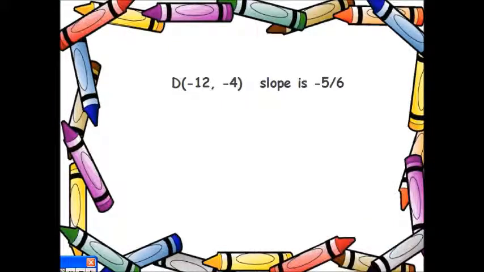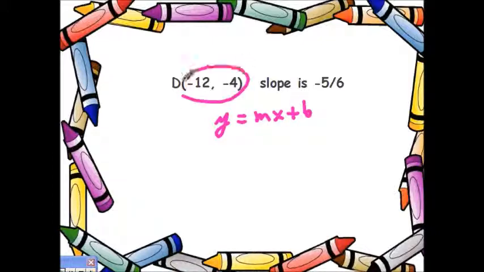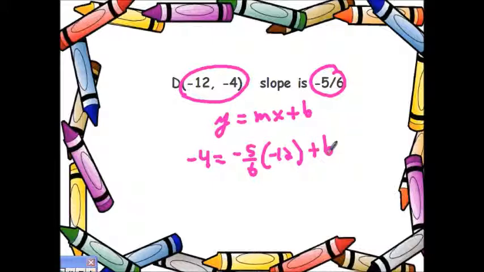Let's try this quick, easy method with another one. I know I want it to be y equals mx plus b, so I'm going to plug in my x and y from the one point I know and my slope. So the y coordinate equals the slope times the x coordinate plus my unknown y-intercept. So I'm going to simplify.